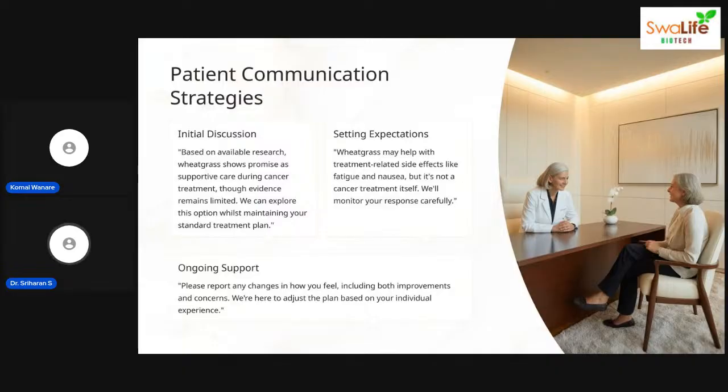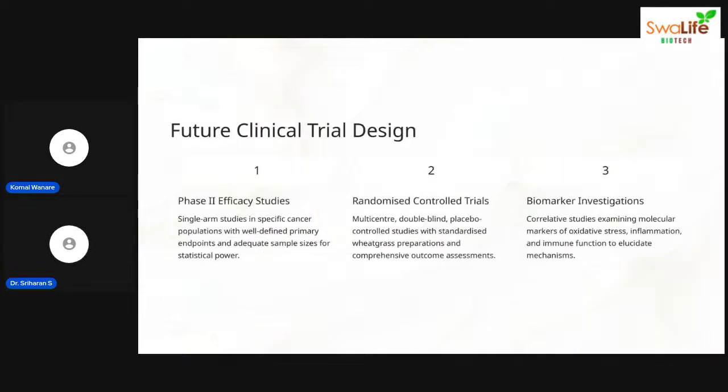You want to tell the patient how it will help with nausea and vomiting. That is setting expectations, because the patient may expect more. You want to give the details of the role of wheatgrass: you cannot completely cure the cancer. Likewise, you want to give ongoing support. If the patient has experienced anything or developed any side effect, you want to give ongoing support throughout their treatment. That is the patient communication strategy you want to give the patient.